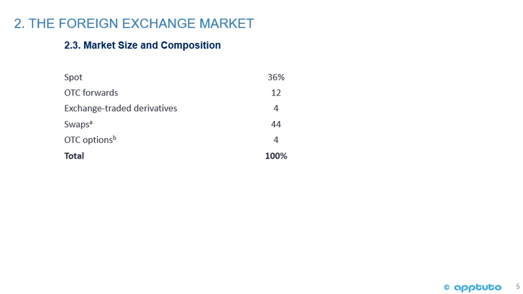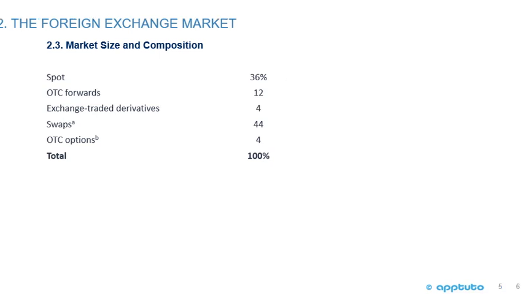The thing to get out of here, you can see that spot market is 36%, but the swaps are 44%. So relative, just giving you some indication of the size and composition. Spot market 36%, OTC forwards 12%, exchange traded derivatives 4%, swaps 44%, and over-the-counter options 4%. So swaps the largest market, spot the second largest.